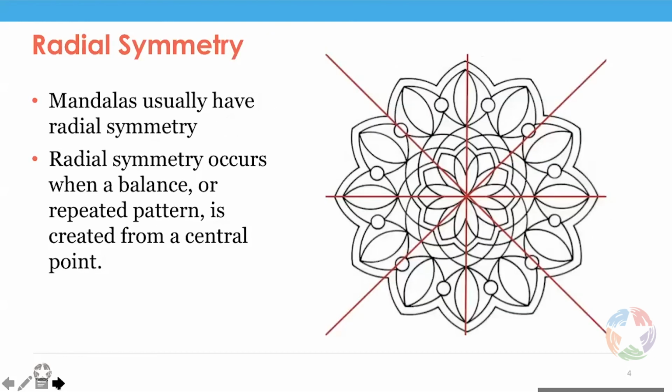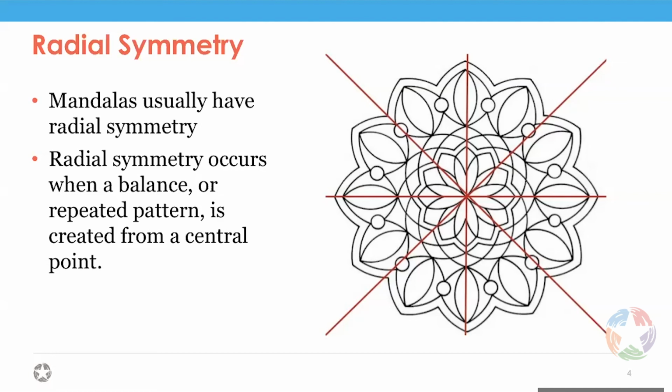Mandalas are two-dimensional circular shapes that have a central focal point. Most have what's called radial symmetry, where from the central point, a symmetrical design radiates outwards. That means all the sections that radiate from the focal point are made up of exactly similar parts.